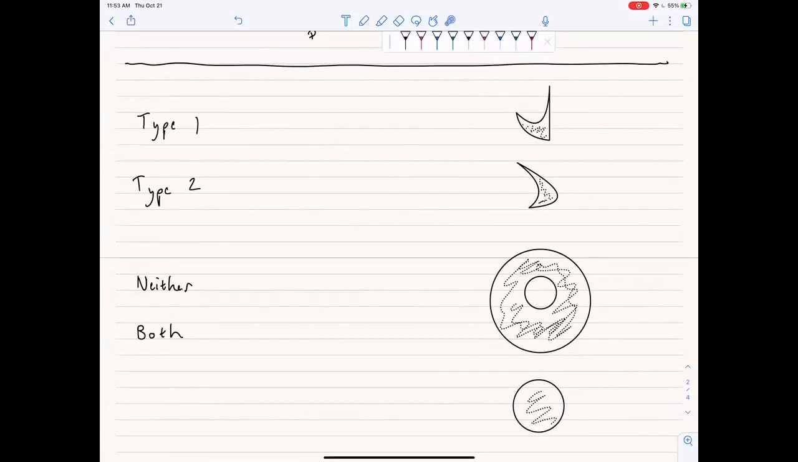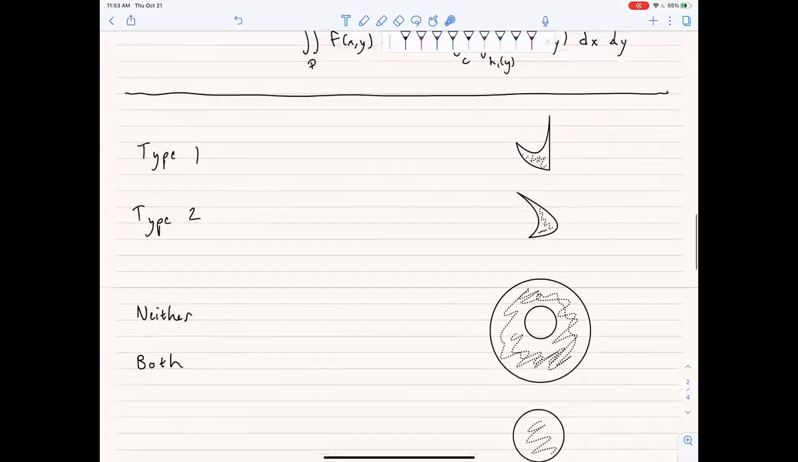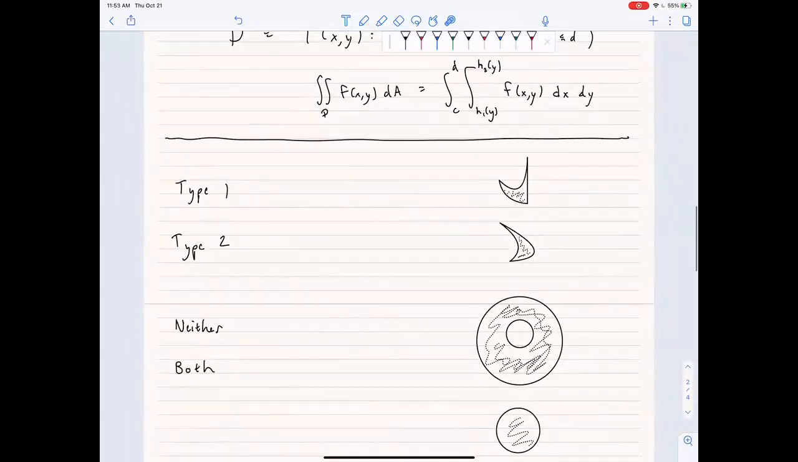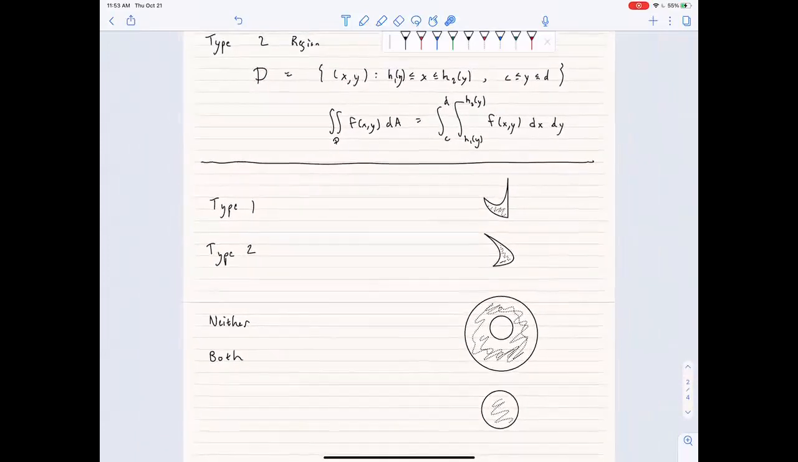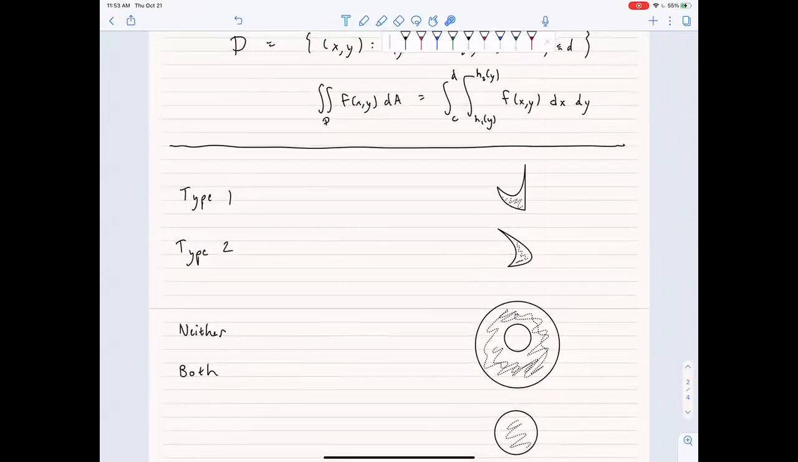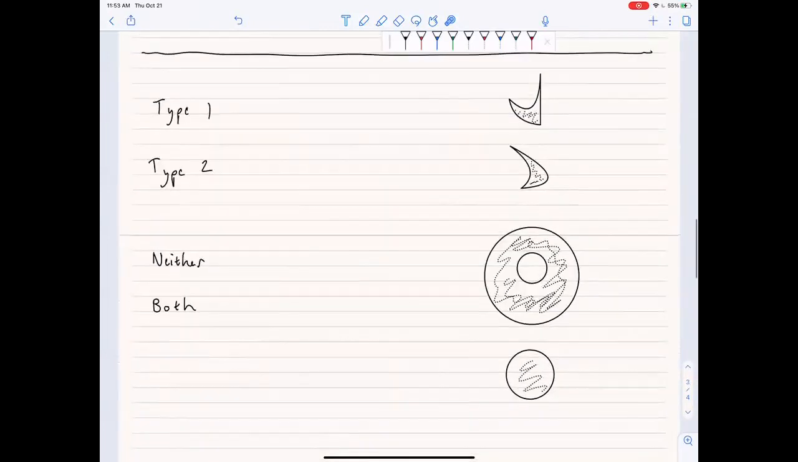Okay, first case, what do people think? Type 1, type 2? Do I need to, I don't think I can fit the definitions and the pictures in. So what is type 1? X is bounded between two constants. Y is bounded between two functions of X.